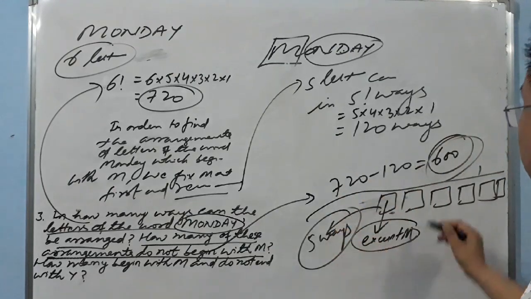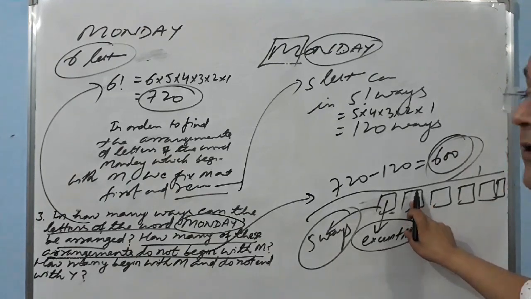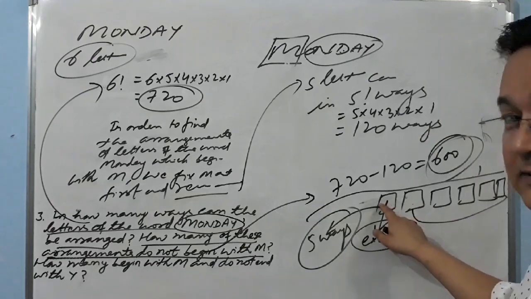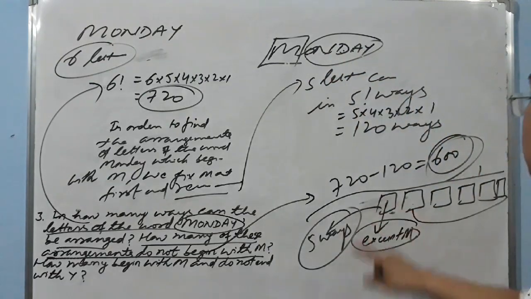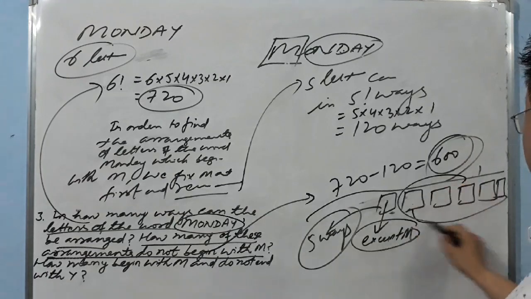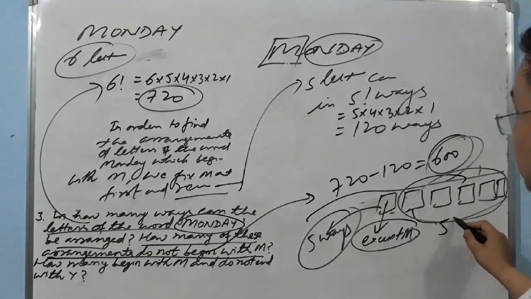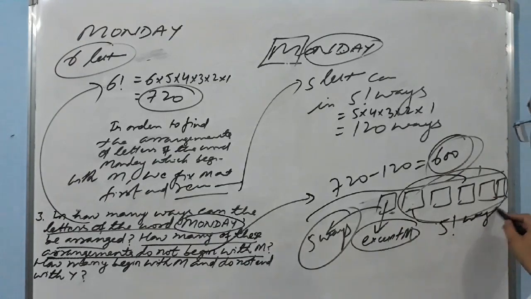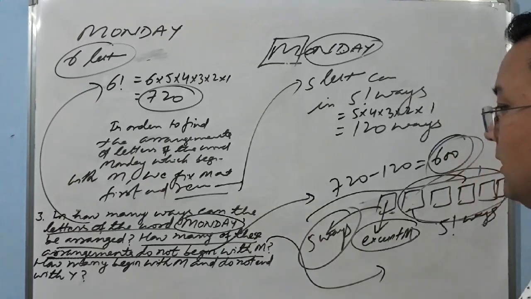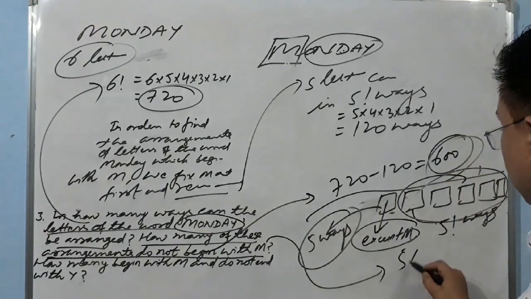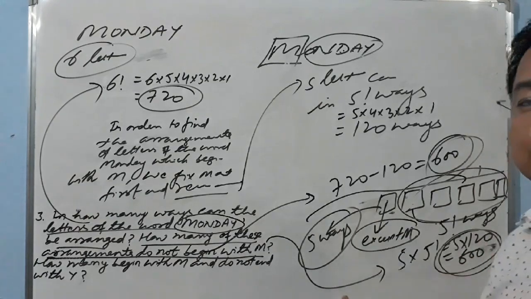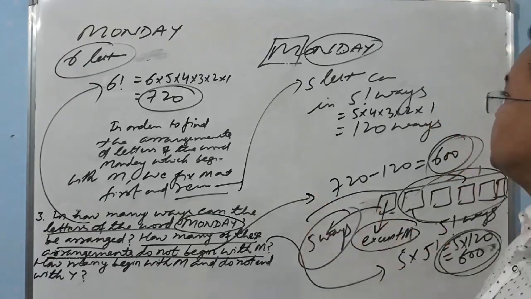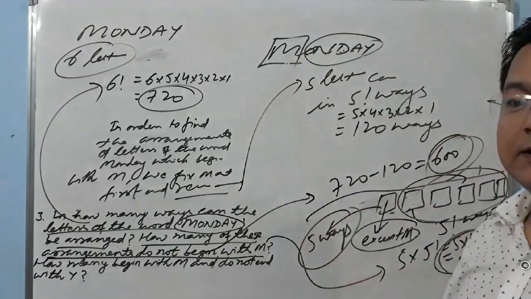If you will not take M, there are 5 ways to start, and there is no restriction on the rest. One letter will be used here, then the remaining 5 letters can be arranged in 5 factorial ways. So the total number of arrangements that do not begin with M is 5 times 5 factorial, which is 5 times 120, so you get 600 directly. This way also you can do. I have told you the two methods. As you wish, you can go with the first one or the latter one. No problem.